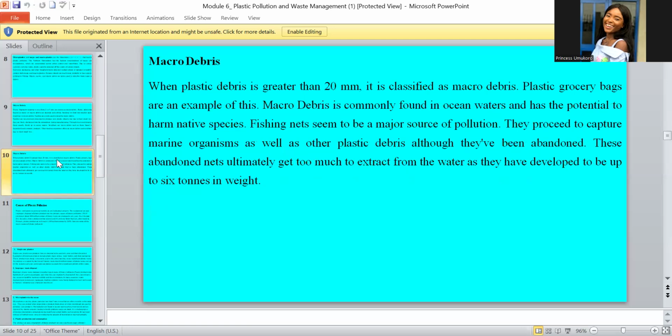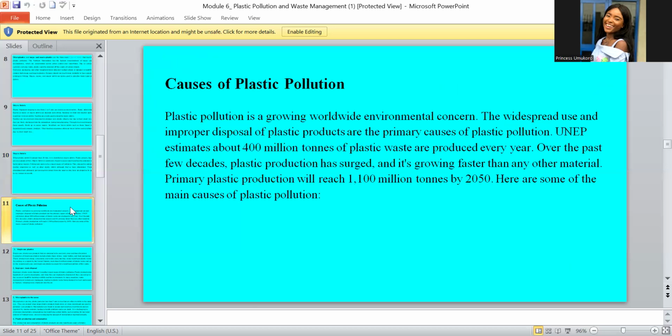Now we have macro debris. When plastic debris is greater than 20 millimeters, it is classified as macro debris. Plastic grocery bags are examples of this. Macro debris is commonly found in ocean waters and has the potential to harm native species. Fishing nets seem to be a major source of pollution. They continue to capture marine organisms as well as other plastic debris, even though they have been abandoned. These abandoned nets ultimately get too heavy to extract from the water, as they can grow up to 6 tons in weight. Now, what are the causes of plastic pollution?